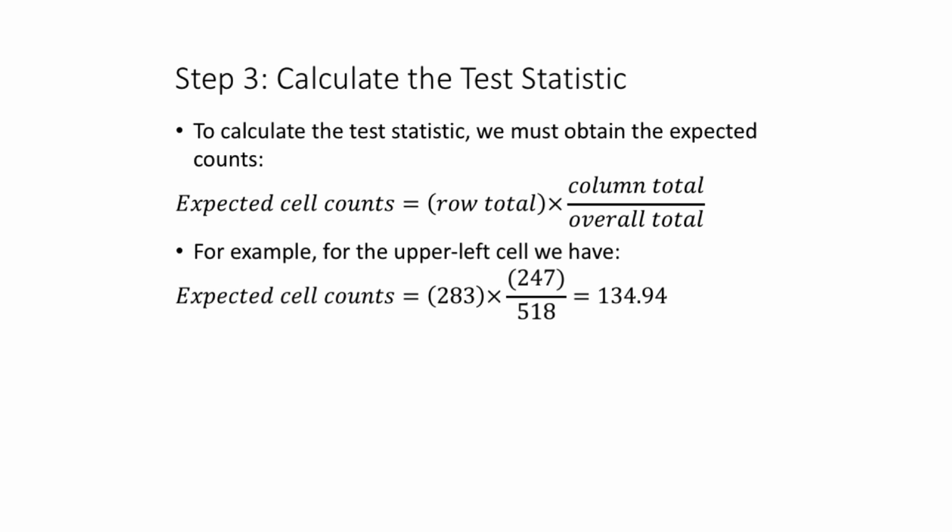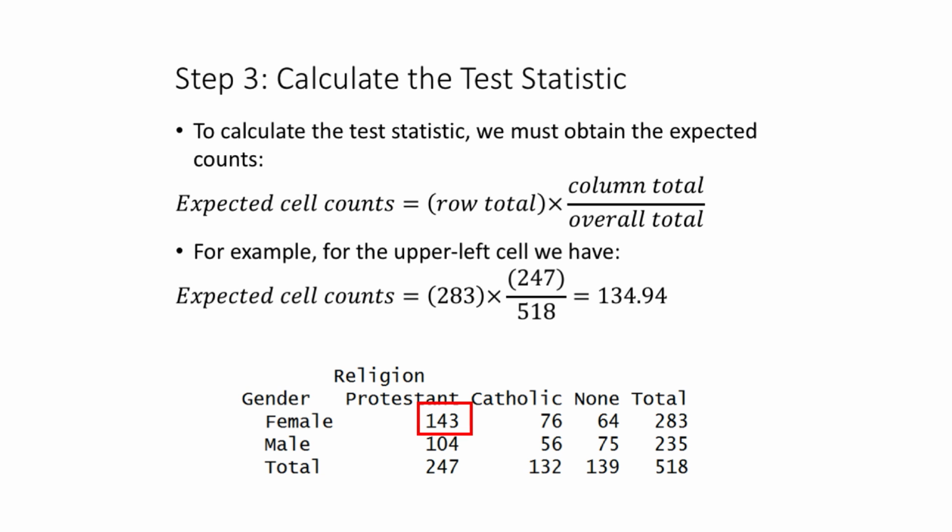So for example, in the upper left cell of our contingency table, the row total is 283, the column total is 247, and the overall total, the total sample size, is 518. So that expected cell count is roughly 135. Looking at the upper left-hand corner, the expected cell count, if religion and gender are not related, is going to be 135.